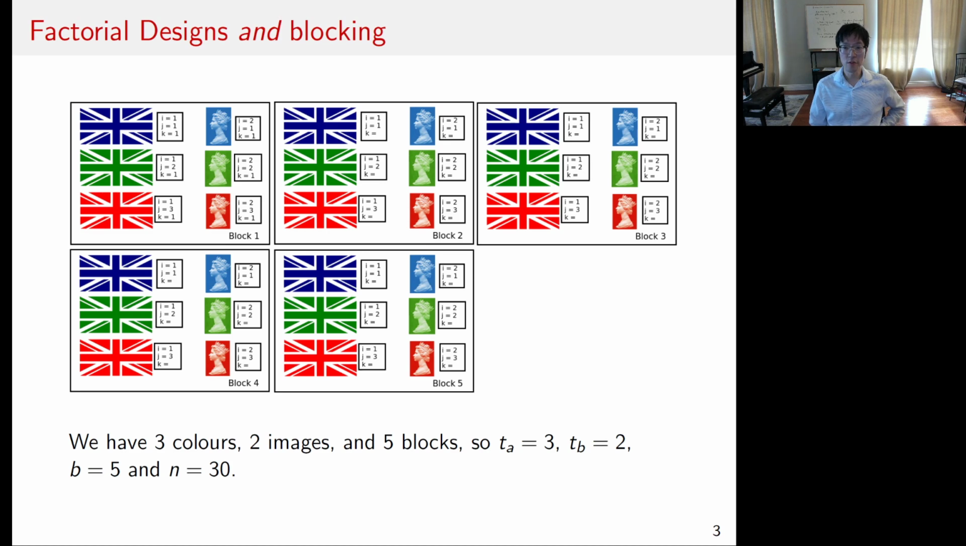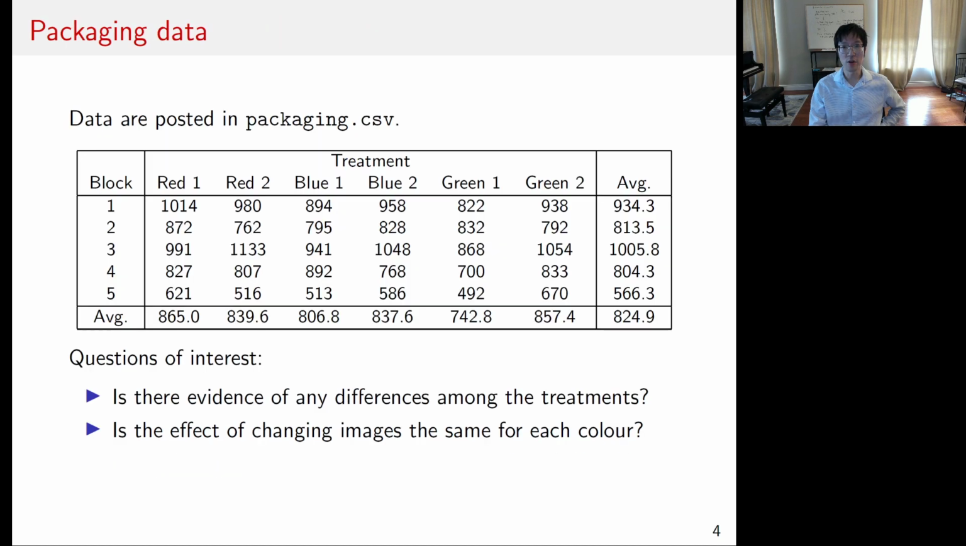Okay, so there's 3 levels of A, 2 levels of B, 5 blocks, and so there's 30 total measurements. And so we can lay it out after we've collected the data, so you can look at this data after class. So there's 5 blocks and 6 treatments, so there's 30 observations. And so as before, we have listed out the averages of each treatment, and then on the right hand side, these are the averages of the 5 blocks, and 824.9 is the overall average.